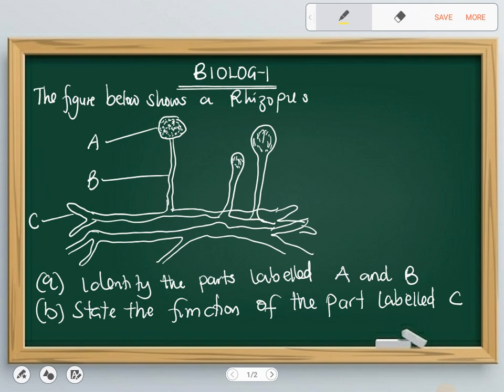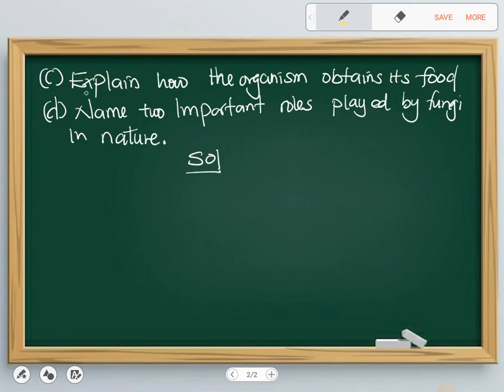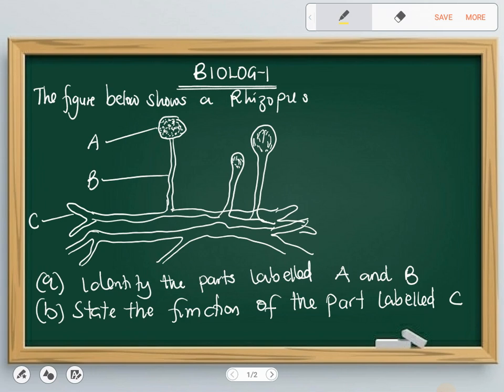Then it says, identify the parts labeled A and B. It also says state the functions of the part labeled C, and further it says explain how the organism obtains its food. Lastly, it says name two important roles played by the fungi in nature. So as previously, tutor, let's jump into the question.